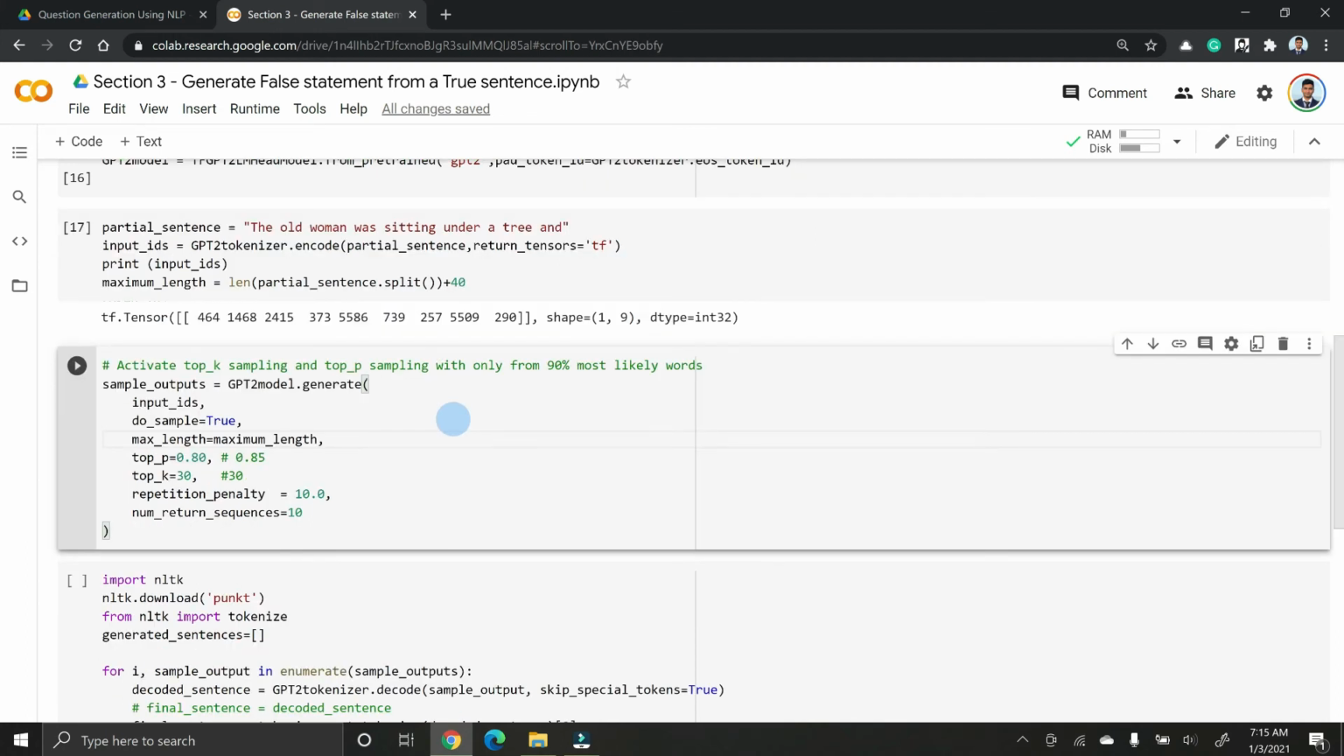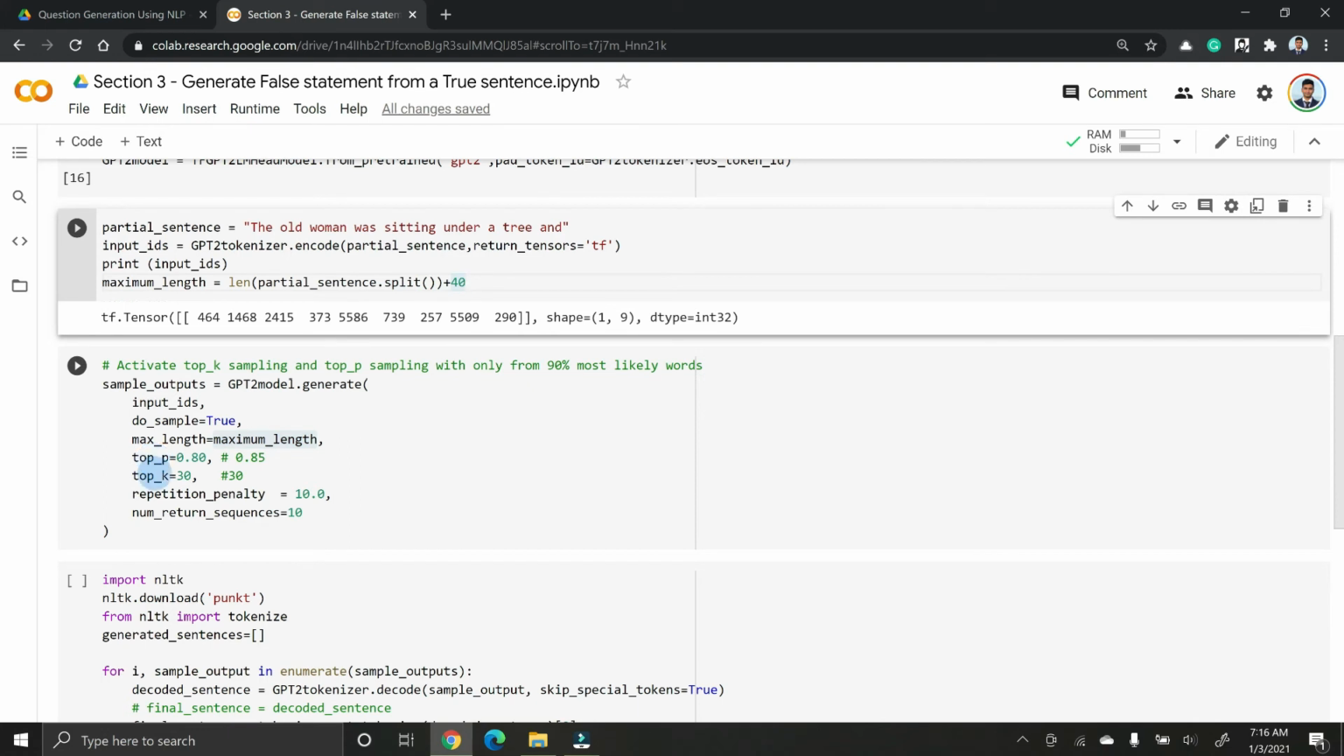Now this is the main function that we are going to use to generate alternate sentences. What this function does is that it calls the generate function of our GPT-2 model, where the input IDs are given. So our sentence is converted into input IDs like I mentioned here, and those input IDs are given here. And we are saying that the maximum length of the output should be 40 more than our original sentence.